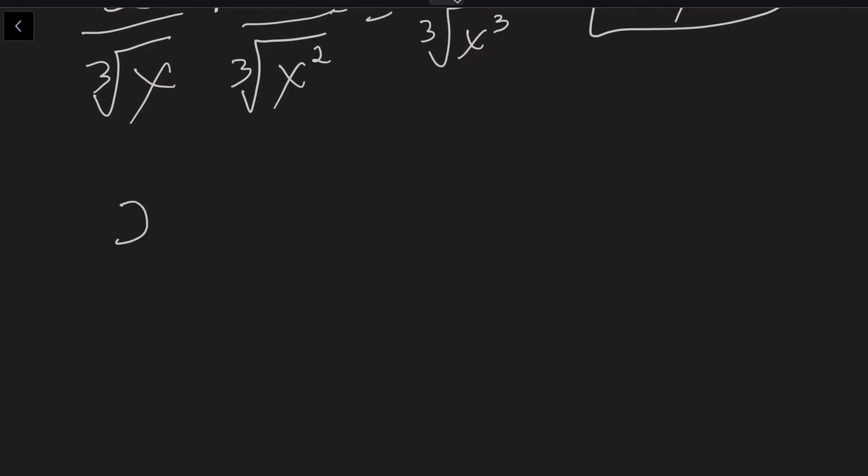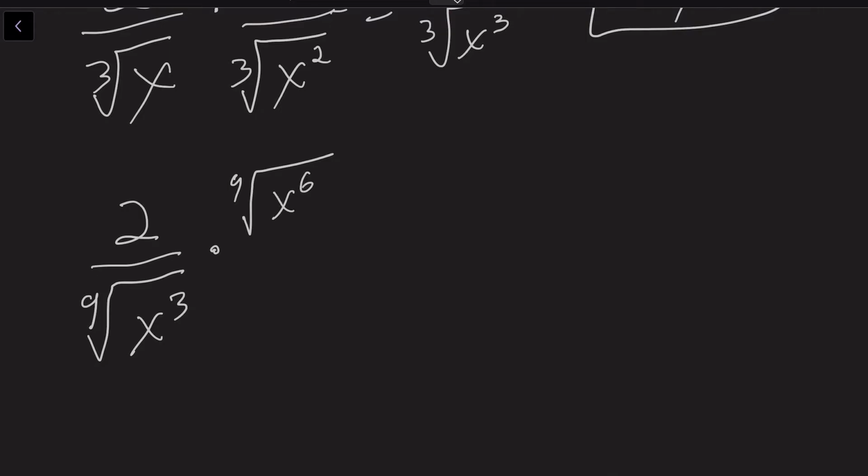And this works when we have any large index. So let's again go with 2 over the 9th root of x cubed. So the way we can do this is we're going to multiply by a 9th root. X cubed times what is going to give you an x to the 9th? X to the 6th power times x cubed is going to give you an x to the 9th. So we're going to multiply it by the 9th root of x to the 6th over the 9th root of x to the 6th.